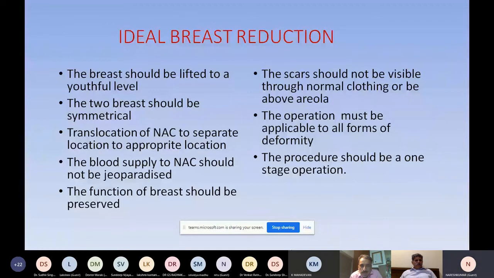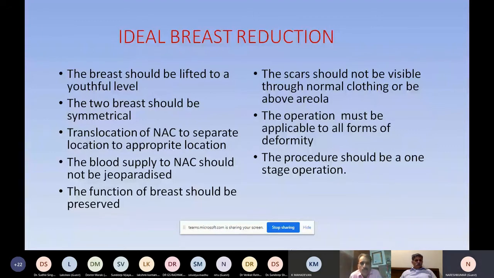And the plan of treatment for this patient, for the skin, I will do an inverted T technique or a Wise pattern. Other options for the skin incisions are vertical scar technique, short scar, periareolar, inferior pedicle reduction mammoplasty, and L-shaped short scar mammoplasty.